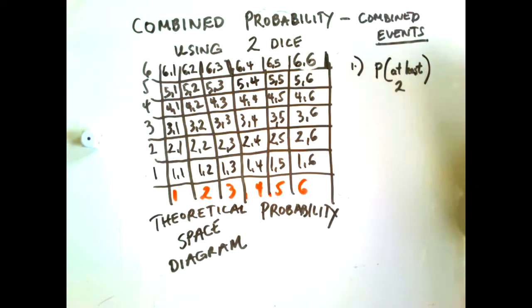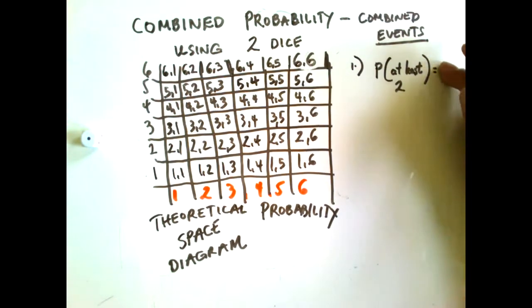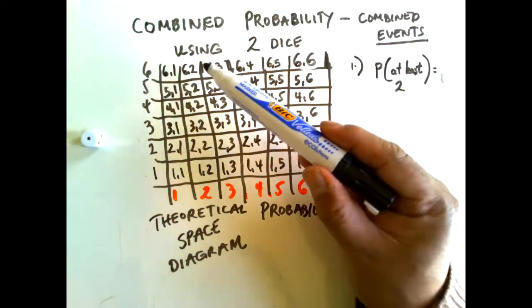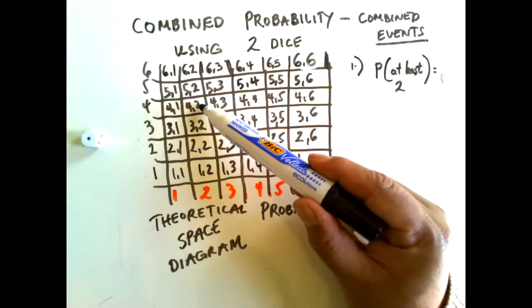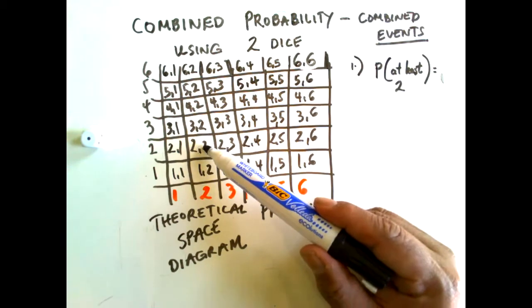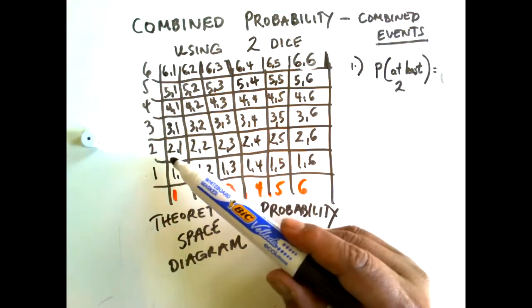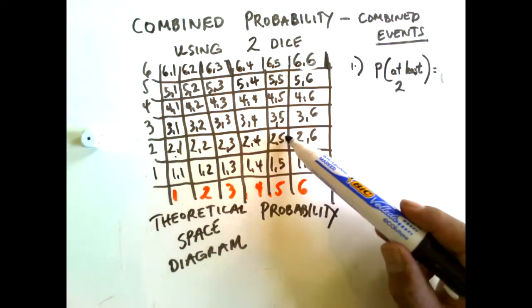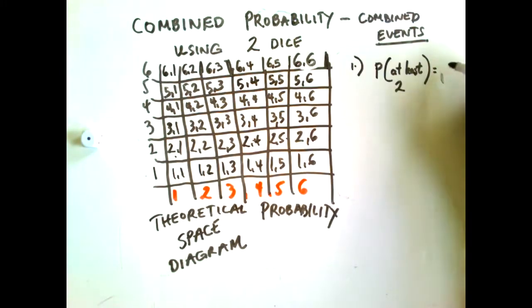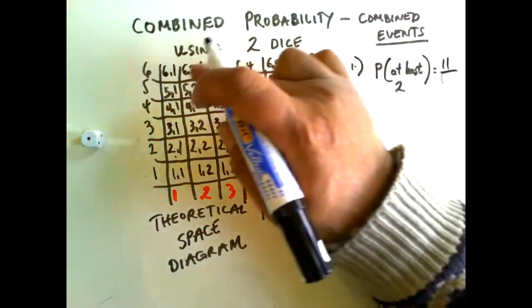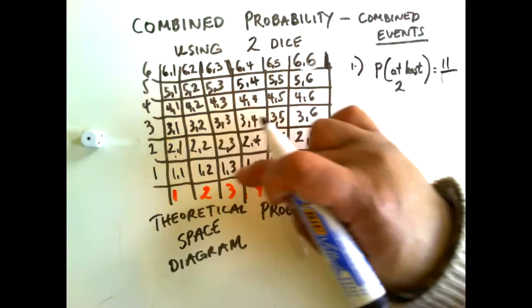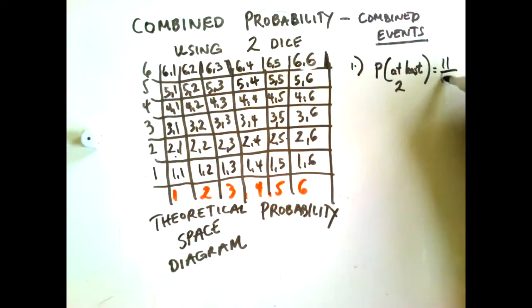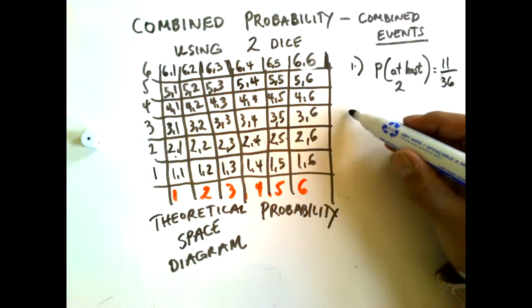Yeah, at least a two would appear, and you just basically count how many twos there are. You have 1, 2, 3, 4, 5, 6, 7, 8, 9, 10, 11. So your answer here is 11 out of how many possible answers? 36. So you could look at it that way.